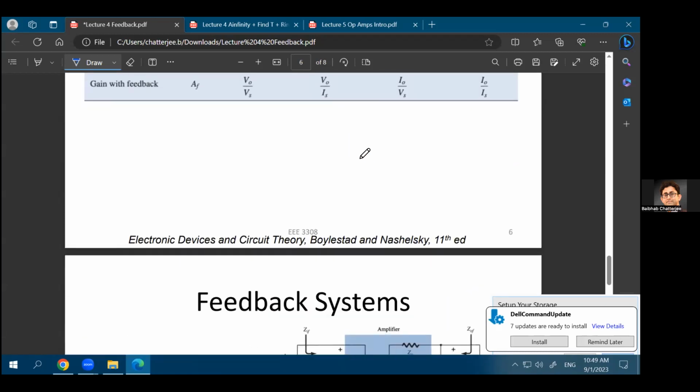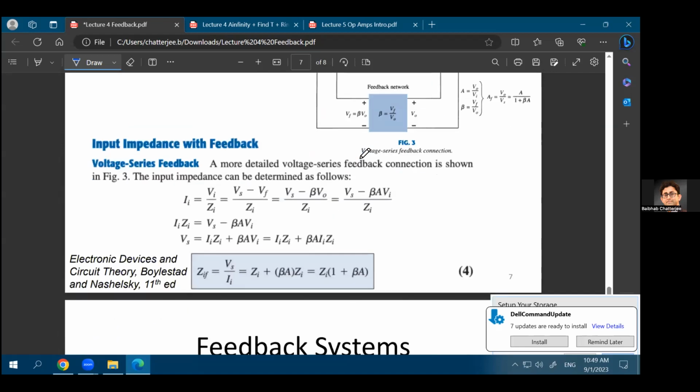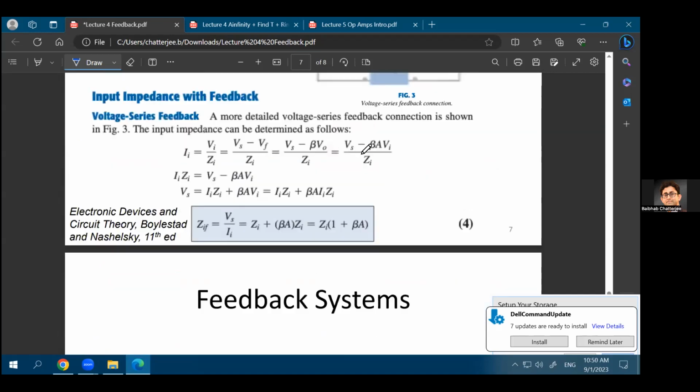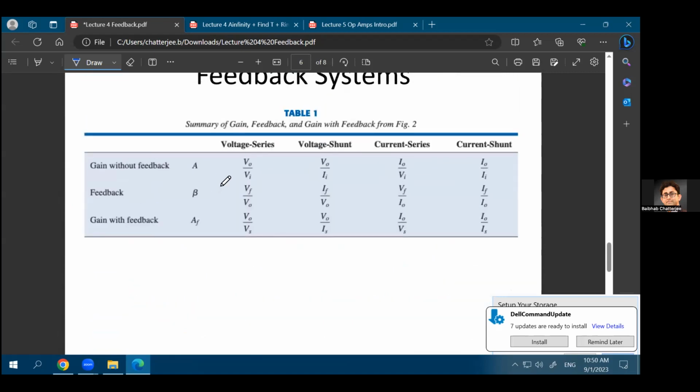So please go over the recorded lecture, which has all these things in more detail, and it talks about what would be the gains in the system, what would be the value of A, what would be the value of beta, what would be the value of the gain with feedback for different kinds of configurations.